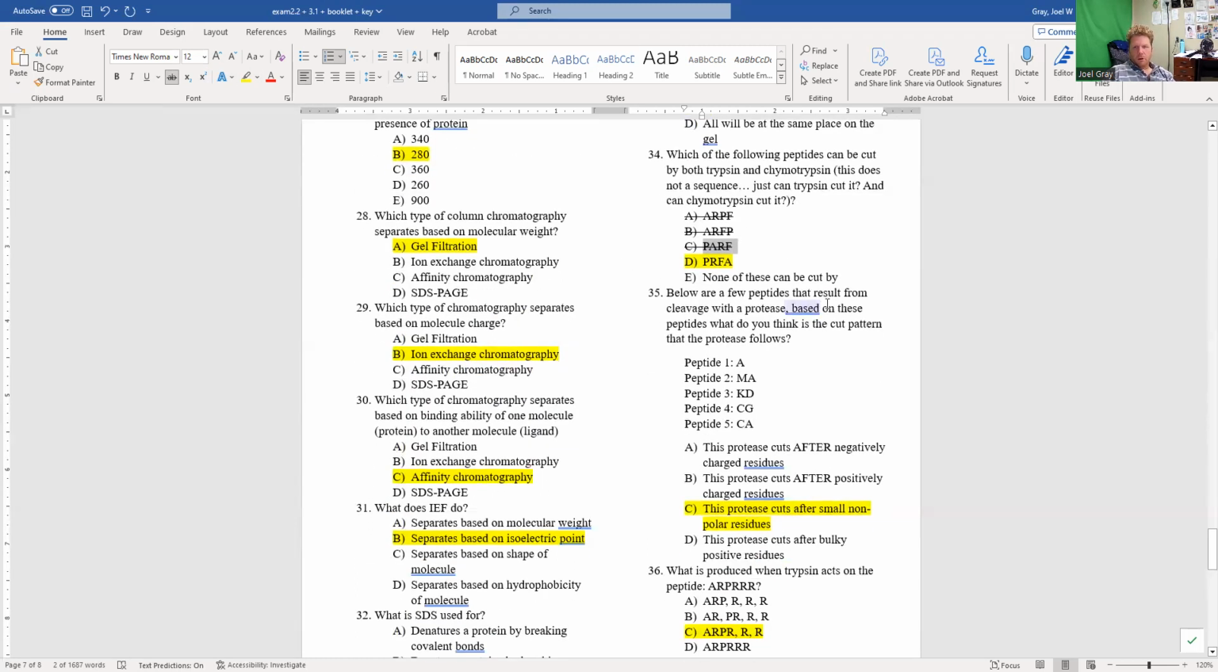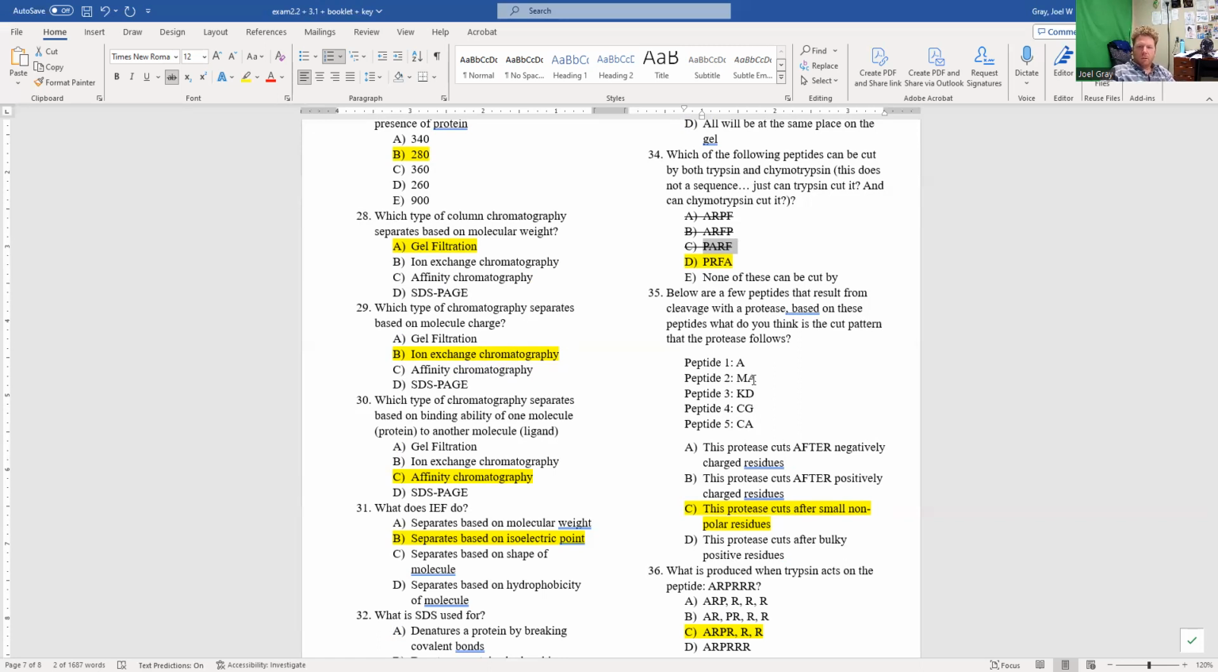Number 35. Below are a few peptides that result from cleavage with a protease. Based on these peptides, what do you think is the cut pattern that the protease follows? Okay, so answer option A, this protease cuts after a negatively charged residue. Okay, what do these end with? Peptides 1, 2, and 5 end with an alanine. It's an alanine, not a positively charged residue. So then A is out.